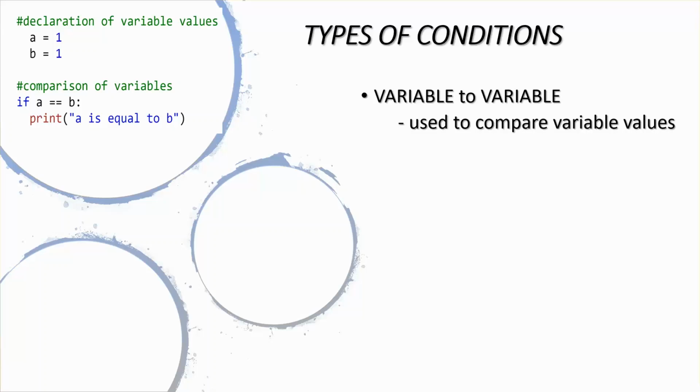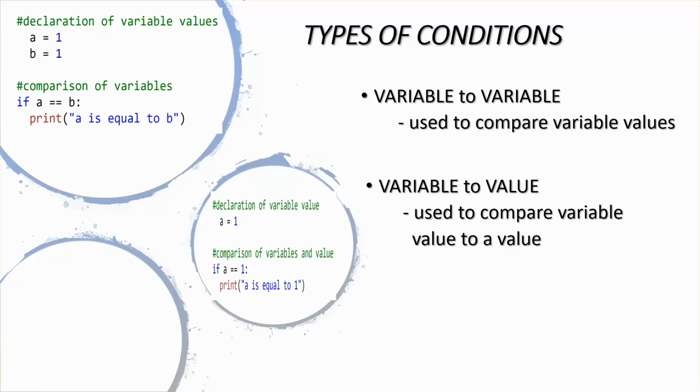For example, comparing a variable with an integer against a variable containing a string. A is equals to 1, B is equals to banana. If A is equals to B, this will result to an error.